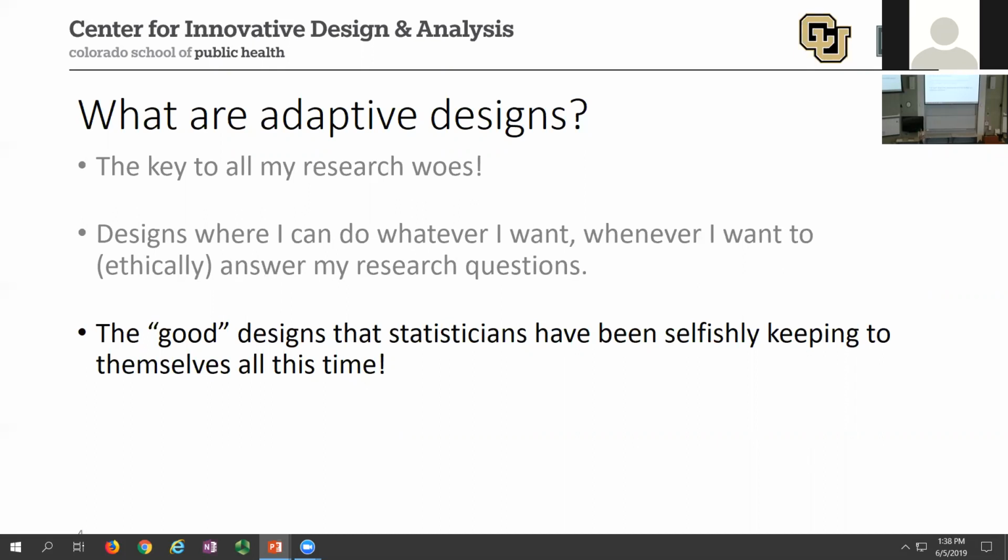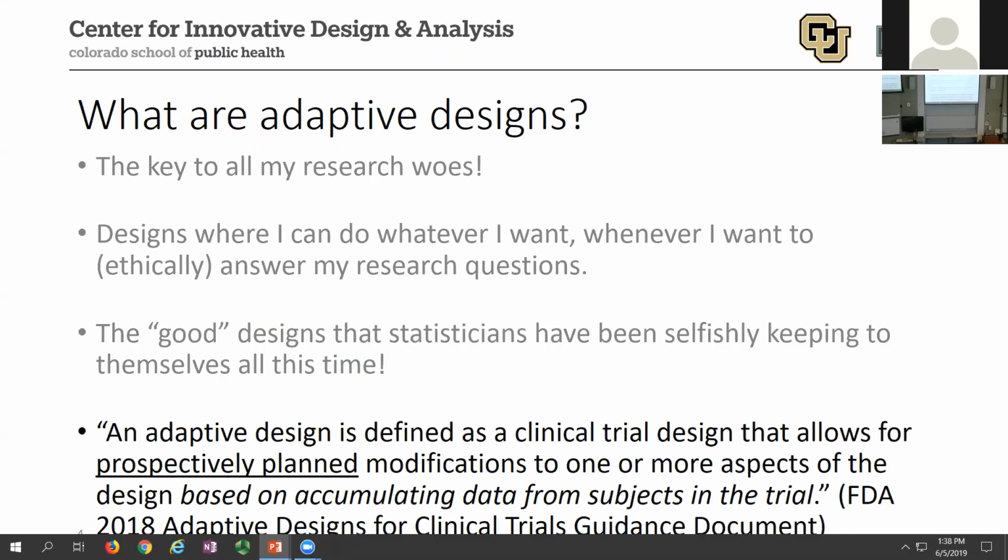So let's see, what does the FDA actually define an adaptive design to be? And so it's cut off a little bit in the bottom here for our citation, but we see their definition from their 2018 guidance document from last fall: an adaptive design is defined as a clinical trial design that allows for prospectively planned modifications to one or more aspects of the design based on accumulating data from subjects in the trial. And so hopefully you'll note that I'm calling out some attention here to the underlying prospectively planned.